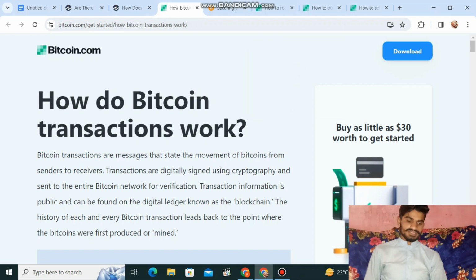Bitcoin transactions are messages that state the movement of Bitcoin from sender to receivers. Transactions are digitally signed using cryptography and sent to the entire Bitcoin network for verification. Transaction information is public and can be found on the digital ledger known as the blockchain. The history of each and every Bitcoin transaction leads back to the point where the Bitcoin were first produced or mined.